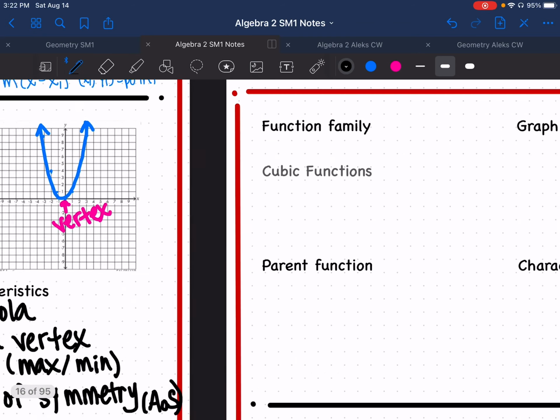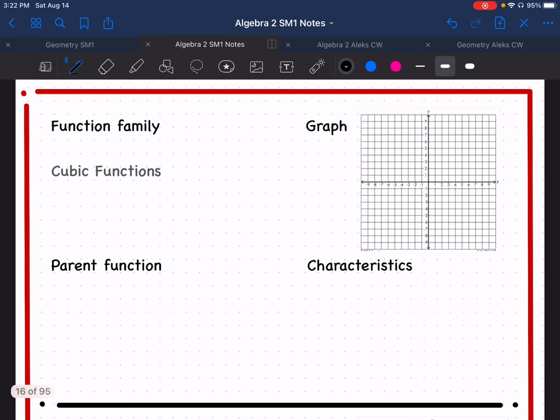All right, our next function family are the cubic functions. These functions' parent function looks like y equals x squared, or sorry, no, we already did the squared, x cubed. It should look something like this, the parent function's graph.